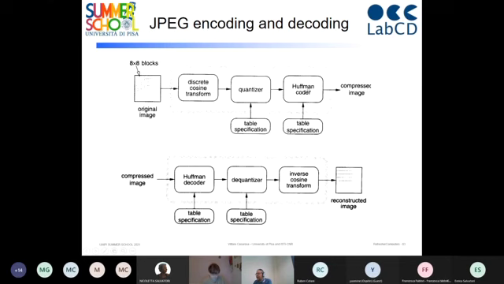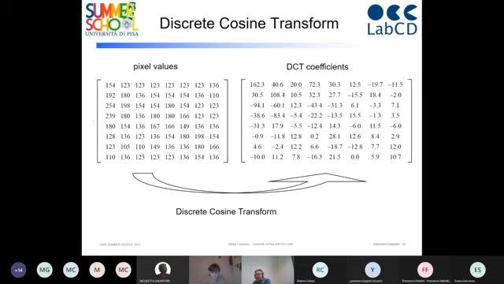The decoding is clearly the same, meaning it's the inverse: you decode the Huffman coding, you dequantize, but the point is that the information that was thrown away here, you cannot recover, because it does not exist any longer. So when you dequantize, you only get the information that was maintained in this step. Then you do the inverse transform, meaning you go back from the frequency domain to the space domain, and you finally have the pixels.